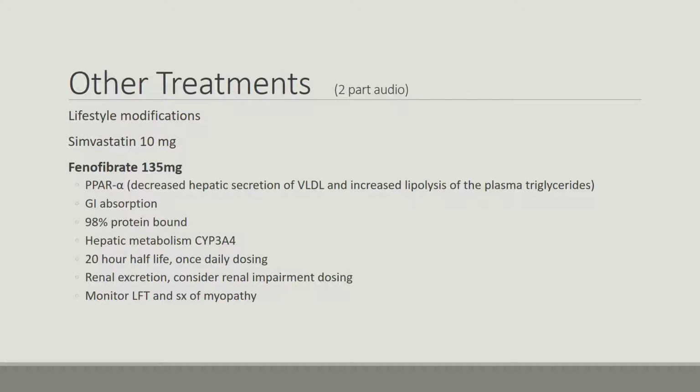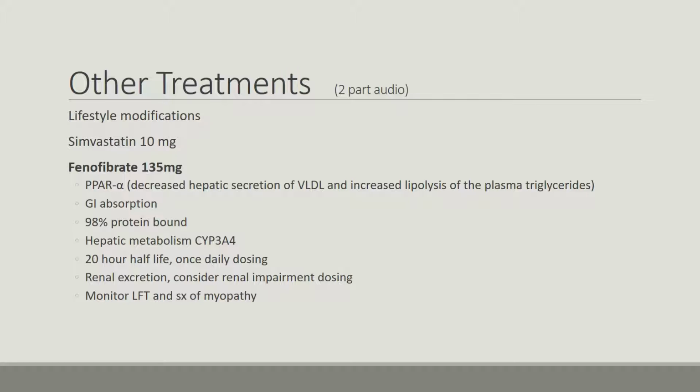I chose fenofibrate since the fibrates are the mainstay of therapy. They modulate peroxisome proliferator activated receptors in the liver with decreased hepatic secretion of VLDL and increased lipolysis of the plasma triglycerides. They also reduce small density lipoproteins and increase HDL.